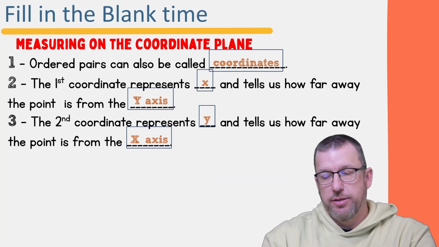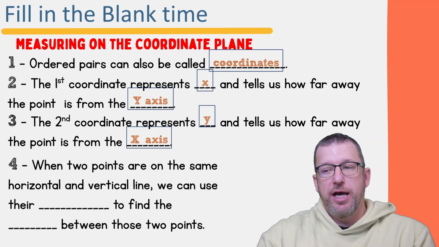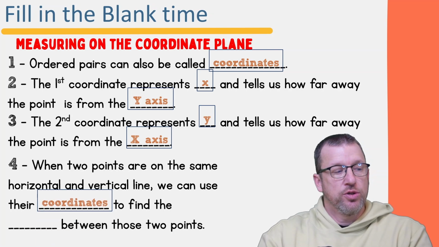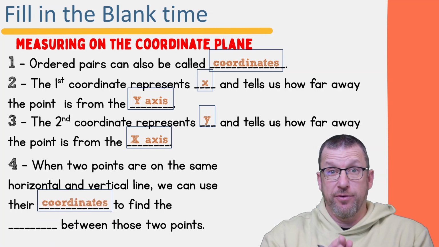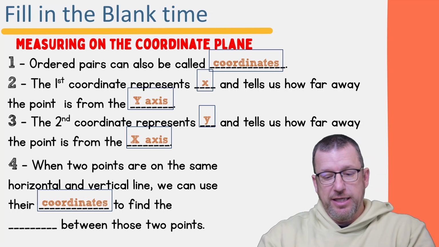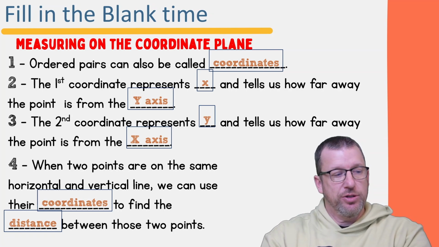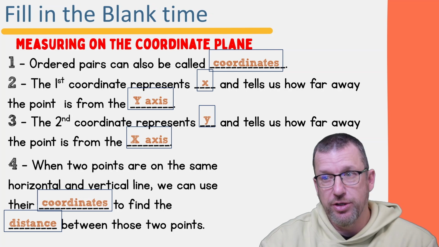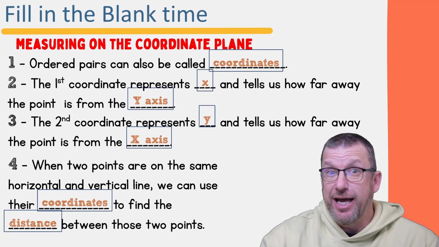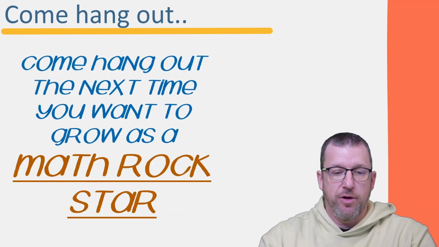which means how far up or down. Groovy. And finally, when 2 points are on the same horizontal or vertical line, we can use the coordinates that are different. So if both of them are at x = -3, then the y's are going to be different, and that's how we can find the difference. We can use the coordinates to find the distance between these 2 points. And if it's in a shape and you find the distance between 2 points, what are you doing? You're finding the length of a side, okay? Super cool. All right, I think you guys are ready to rock and roll.